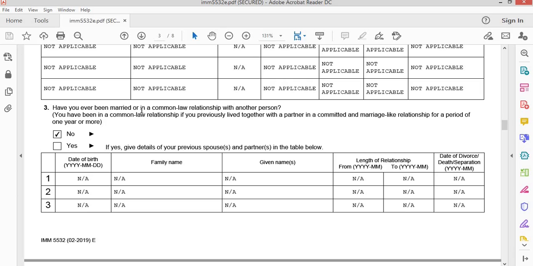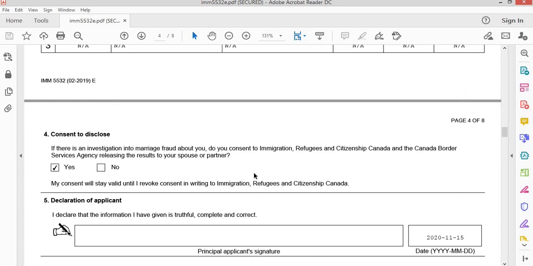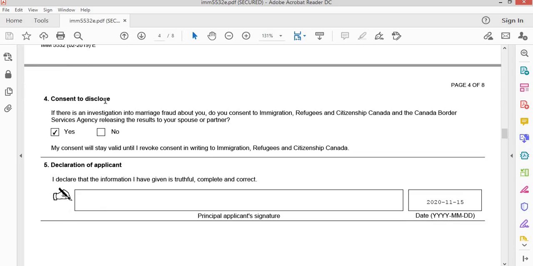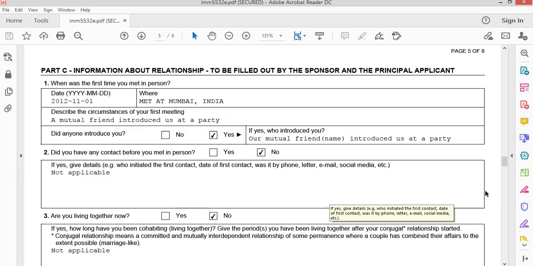Have you ever been married or in a common law relationship with another person? If you have, you can mark it as yes and provide that information. If not, you can mark it as no, mark it as NA or not applicable, and move to the next section. Next, again, it is the consent to disclose. You can read this out and mark it as yes. Declaration of applicant. You have to sign this box in ink. The principal applicant has to sign it. And you can select the date on the day that you sign it.